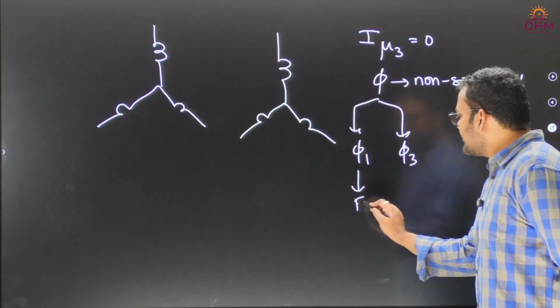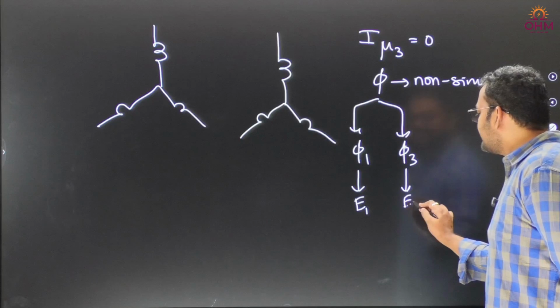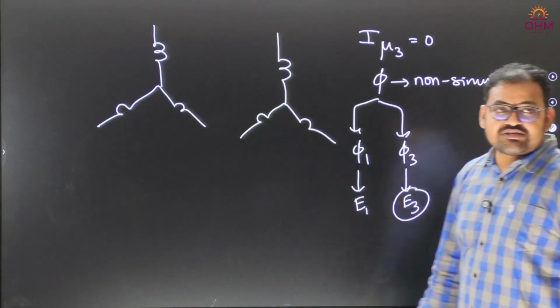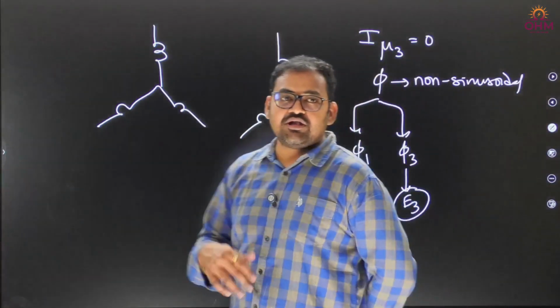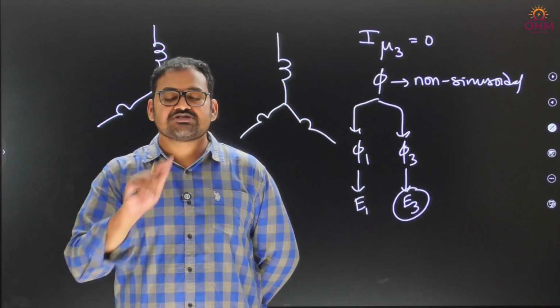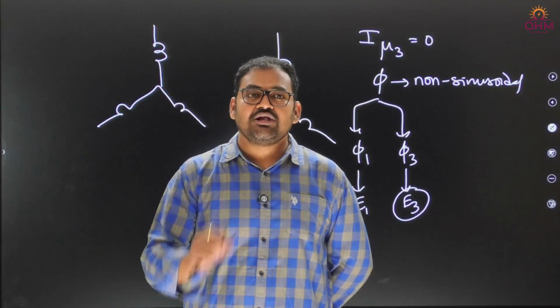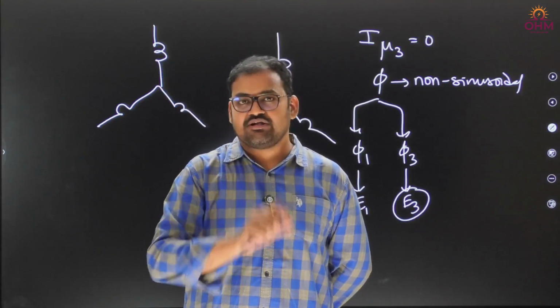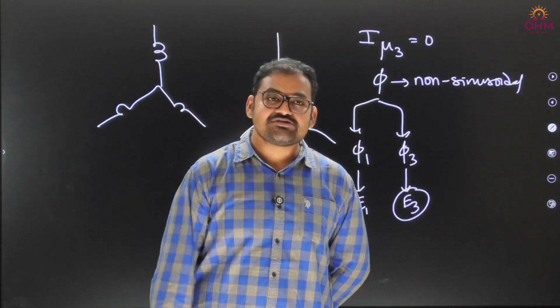Fundamental flux will create E1, third harmonic flux will create E3. Because of the presence of the E3 component, neutral potential is going to oscillate. Therefore, star-star connection means neutral will oscillate definitely. And how to avoid that oscillating neutral?